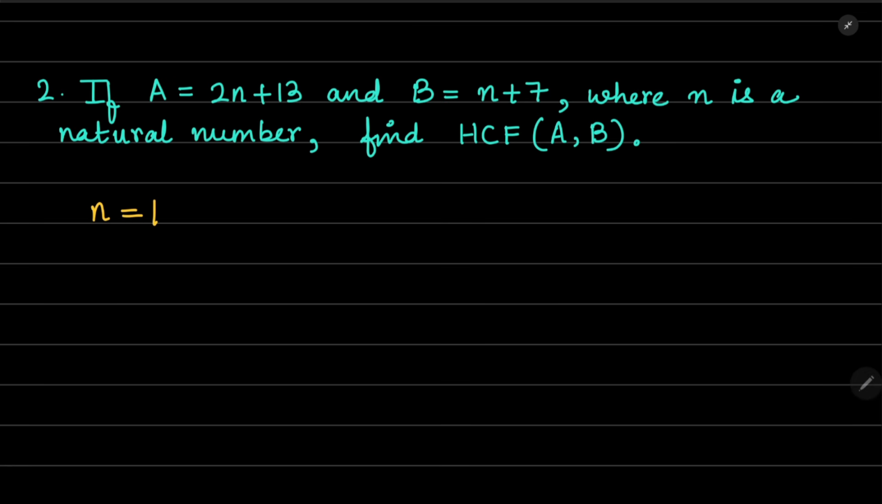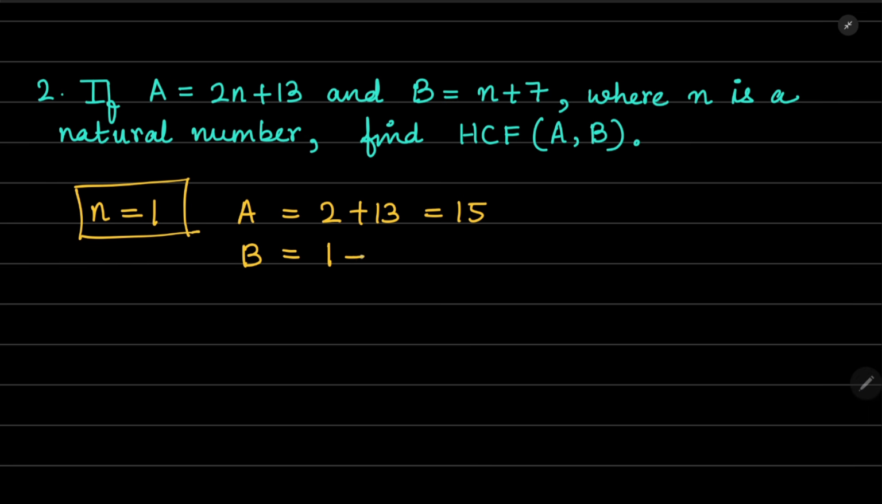So well, let's replace n with 1. Then what will be a? a will be 2 into 1, which is 2, plus 13, that is 15. And what will be b? b will be, n as 1, we have taken n as 1.